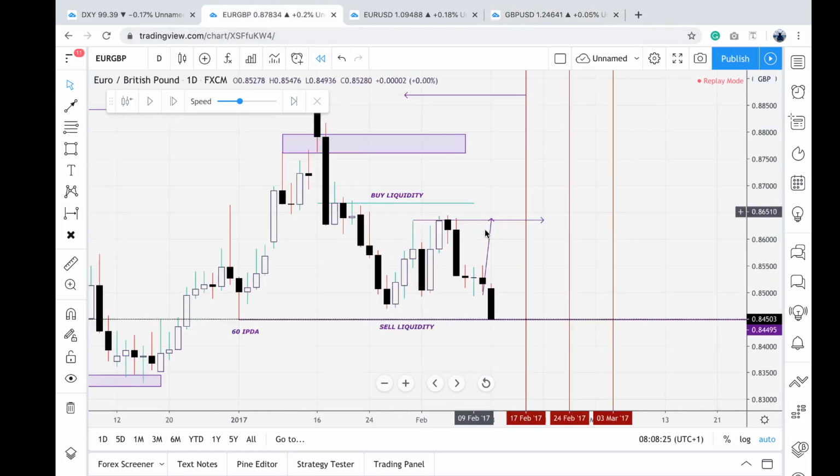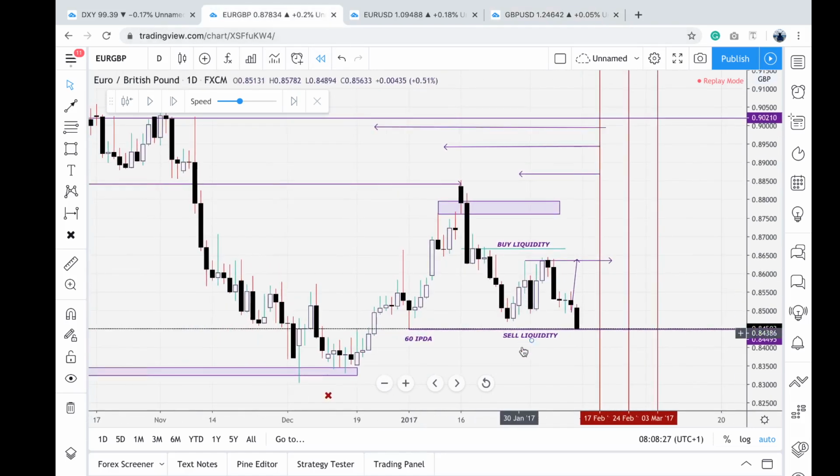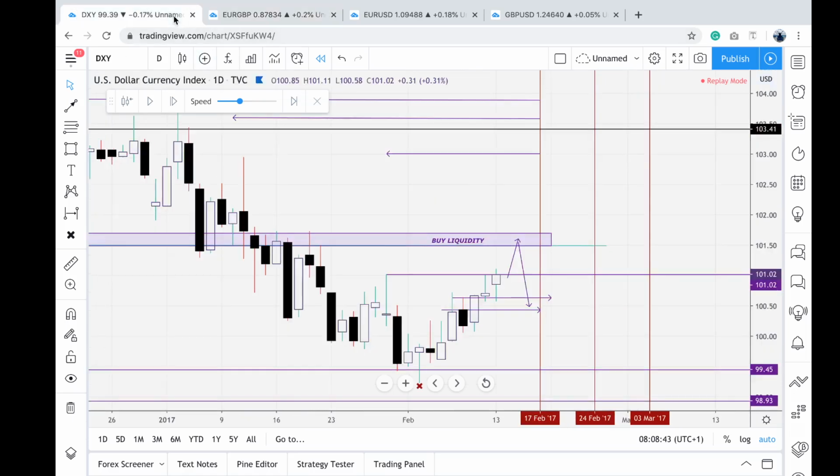For EURGBP, price just traded through our sell liquidity. I'd rather we stay out of this until we see something clearer in the market. But currently we've tapped sell liquidity, and we have buy liquidity above the marketplace. So it'll be interesting to see what price does. Let's go to the DXY and see what it actually does.